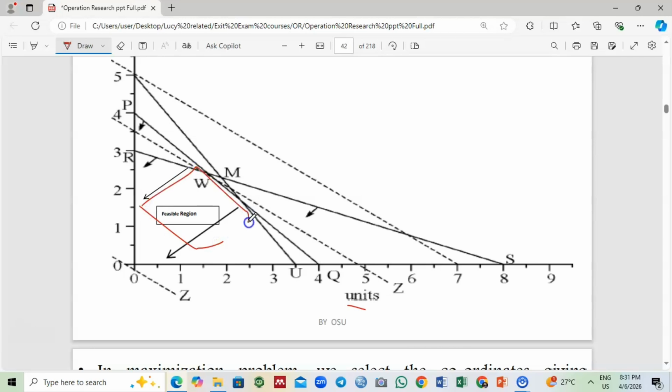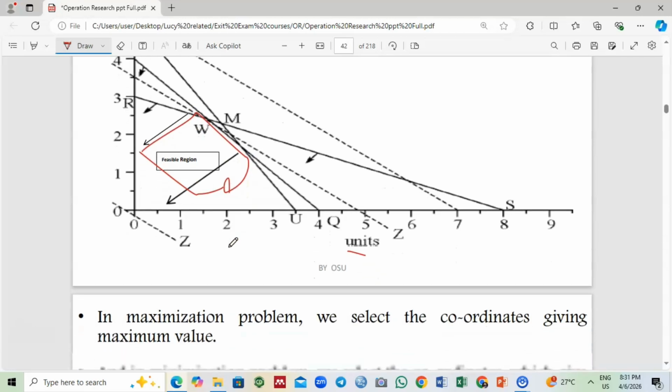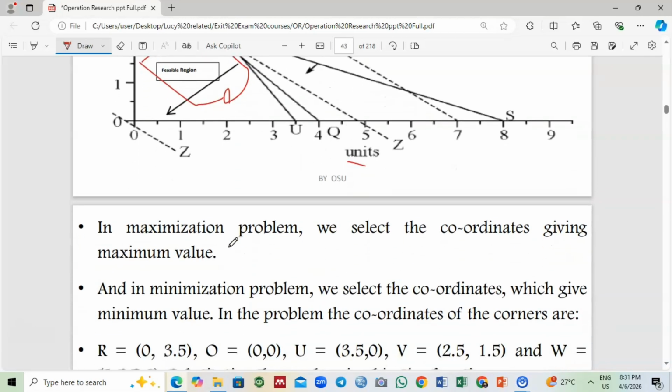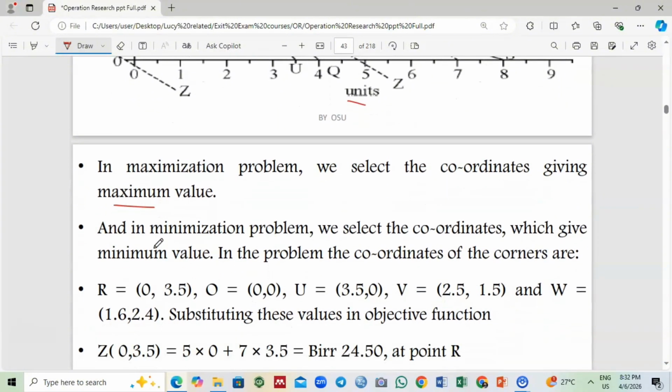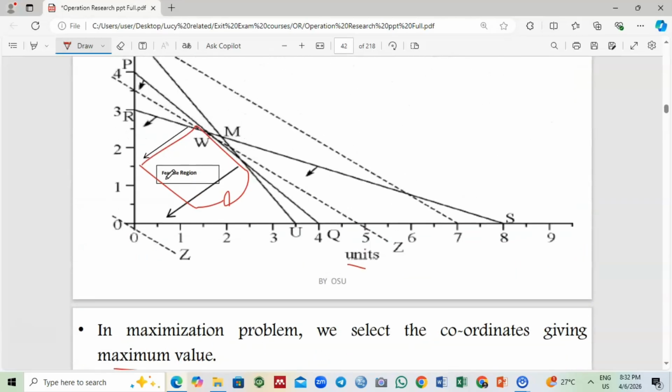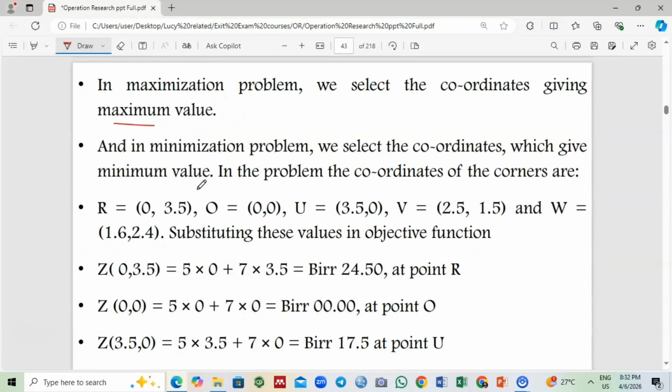In a maximization problem we select the coordinate giving the maximum value, and in a minimization problem we select the coordinate which gives the minimum value. In the problem, the coordinates of the corners are used.